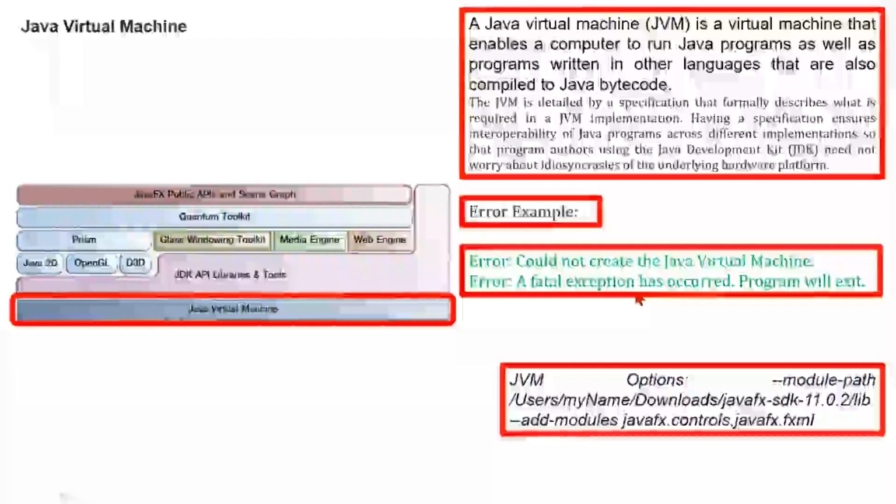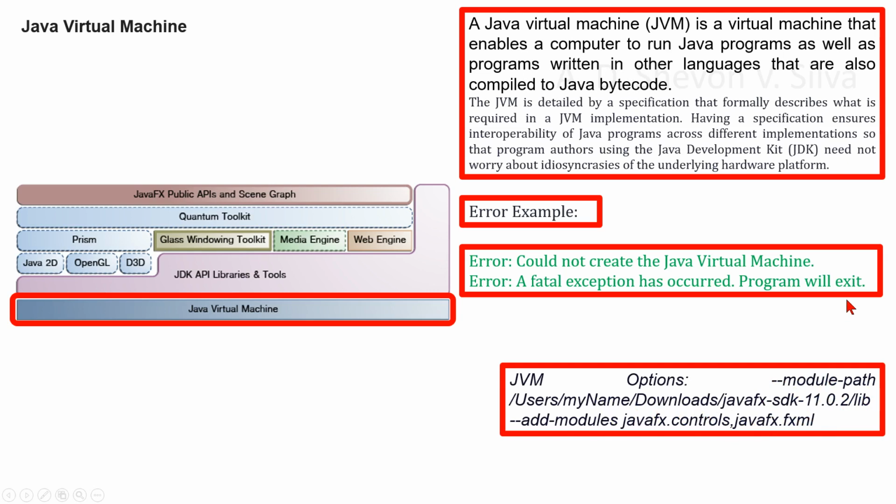As an error example, we can consider the error that occurred with this JVM option. In this specific case, the error is: could not create the Java Virtual Machine. Error: a fatal exception has occurred. Program will exit.